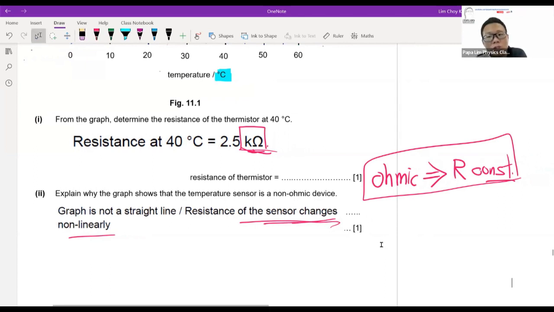Anything where the resistance changes with temperature, where the resistance of the device changes with different conditions, that device is known as non-ohmic.